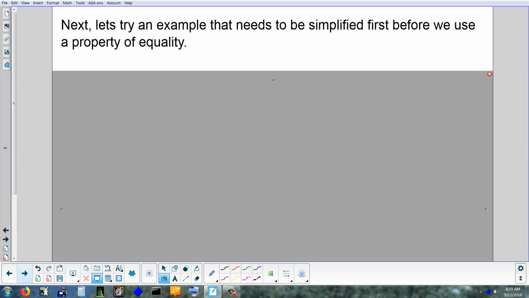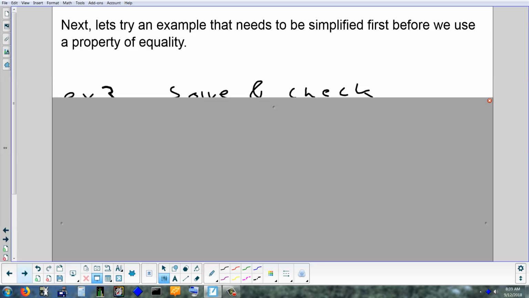What's one of them? Combine like terms. Combine like terms is one. What's the other? Gigi? Distribute. Again, I'm only going to get one of them. I won't get both. We're not at that point yet. So we're either going to have to distribute or we're going to have to combine like terms.